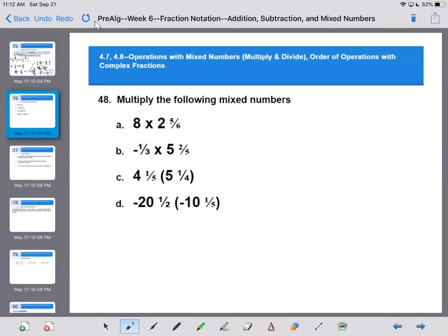So again, when you're multiplying mixed numbers, 8 multiplied by 2 5/6, let's change the 2 5/6 to an improper fraction. So that would be 6 times 2 is 12, 12 plus 5, so that's 17/6.